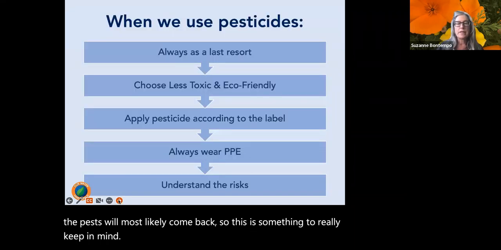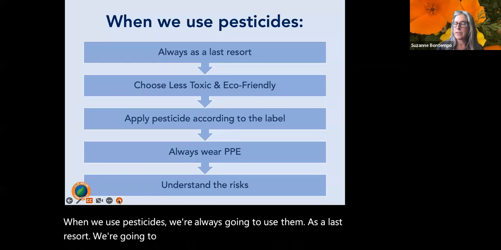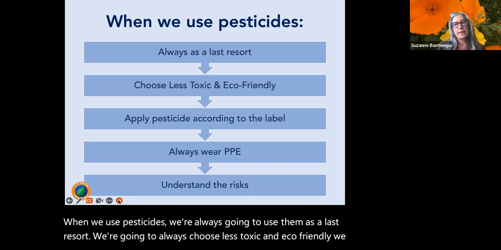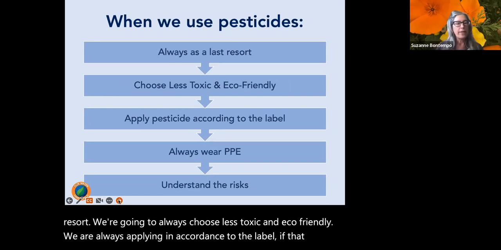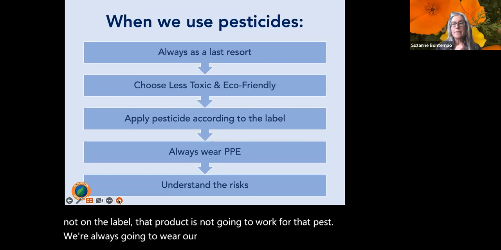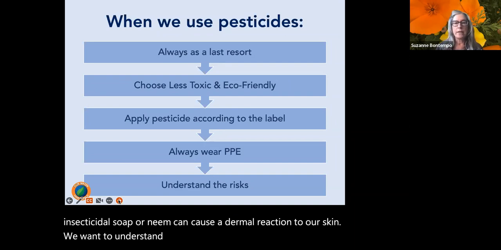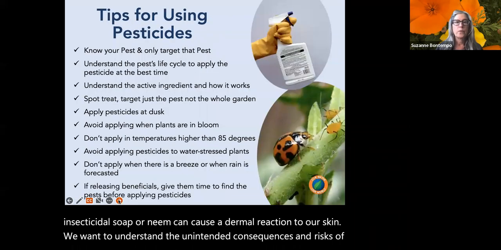When we use pesticides, we're always going to use them as a last resort. We're going to always choose less toxic and eco-friendly. We are always applying in accordance to the label. If that pest is not on the label, that product's not going to work for that pest. We're always going to wear our PPE because even products like insecticidal soap or neem can cause a dermal reaction to our skin. We want to understand the unintended consequences and risks of using the product.